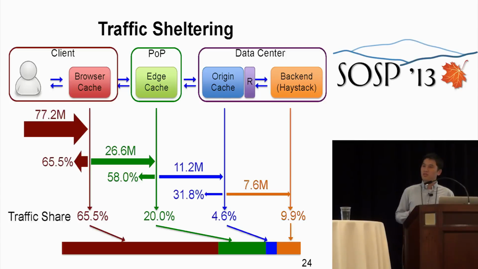In an easy word, you just see the photos of friends over and over again. The miss in the browser generates about 26.6 million requests sent to the Facebook edge. And the hit ratio on the edge is about 58%. It is still a decent hit ratio.